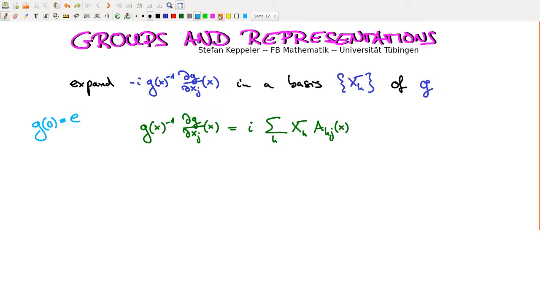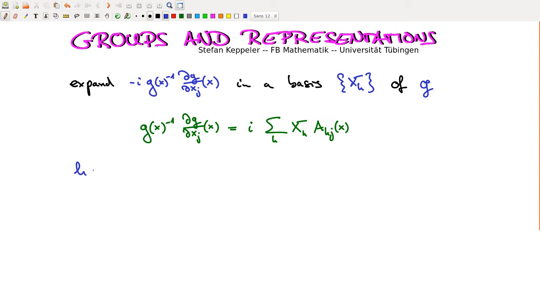If g of 0 is not the identity, then we are at some other point here, at g of x. So we get something that's in the tangent space at g of x. And by this g inverse, we transport this to the identity. So intuitively, we would expect something in the tangent space at the identity, and that would be in the Lie algebra. But does this really work? So let's just show that this intuition is correct.